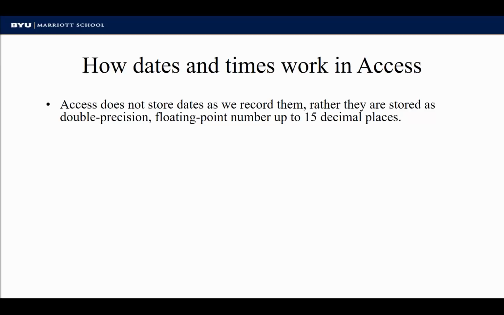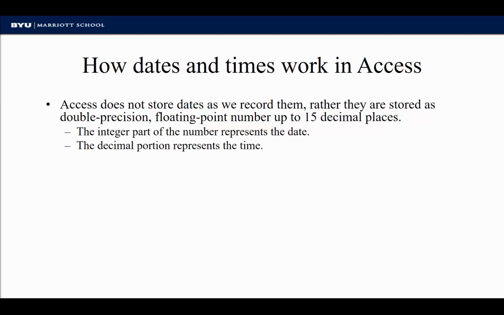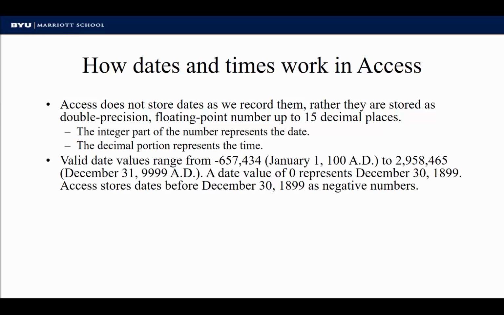Well, Access does not store dates as we record them. That is, it's not January 4th, 2017 or something like that. Rather, they're stored as double precision floating point numbers up to 15 decimal places. Now, what does that mean? Well, the integer part of the number, 312, for example, represents the date, and everything in the decimal portion represents the time. Now, to show you two examples of this, here's the valid date range for dates in Access.